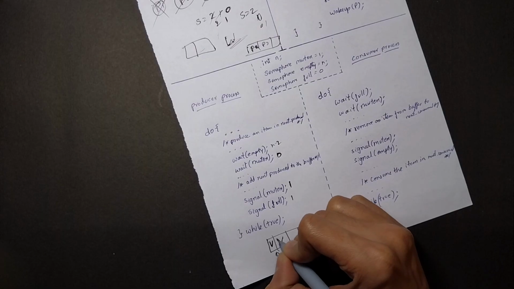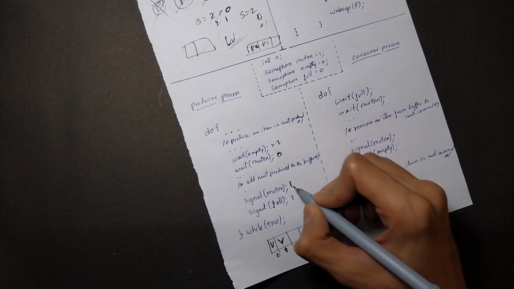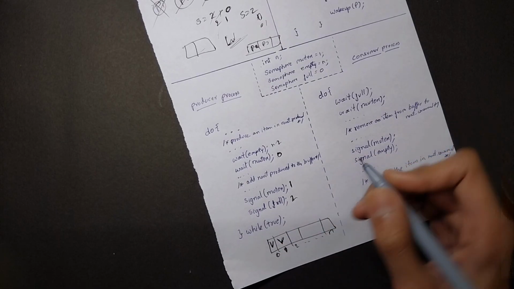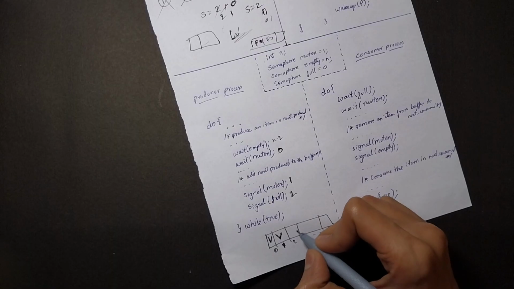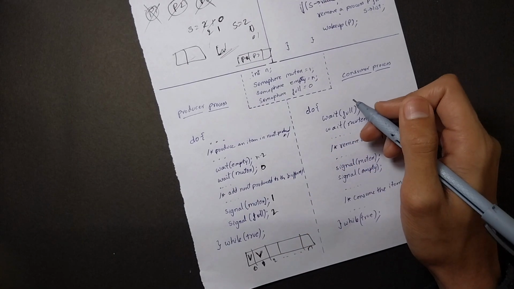So again you will add some value, and then signal will reset 0 to 1, and full will become now 1, then 2 plus 1. Okay, so it will become 2. So 2 items are in the buffer.